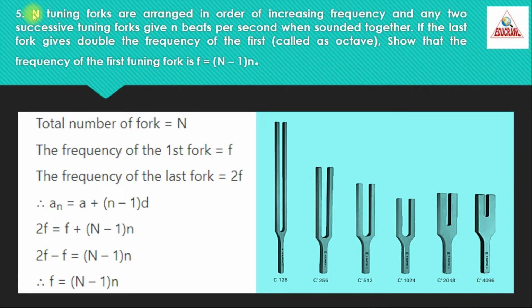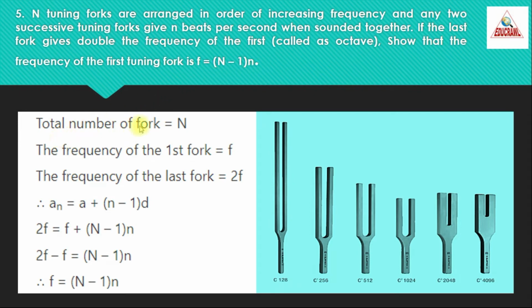The fifth problem. N tuning forks are arranged in an order of increasing frequency and any two successive tuning forks give n beats per second when sounded together. If the last fork gives double the frequency of the first, this is called an octave. Show that the frequency of the first tuning fork is f is equal to n minus 1 into n.